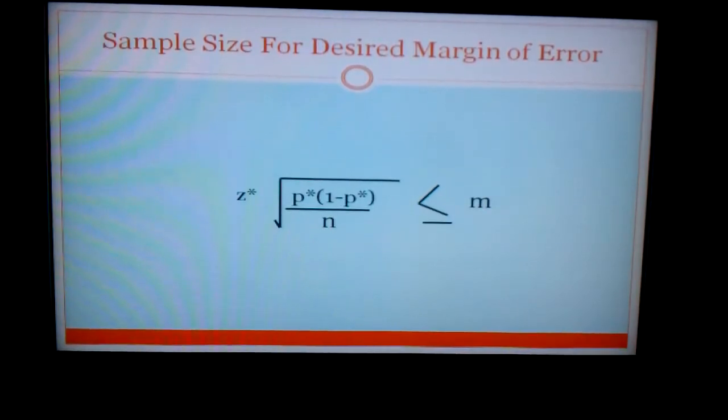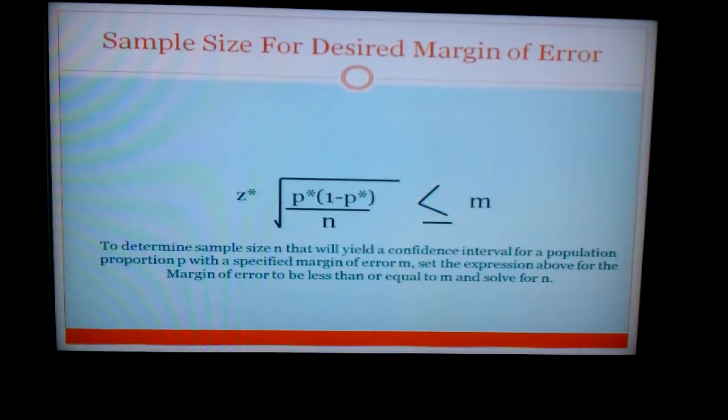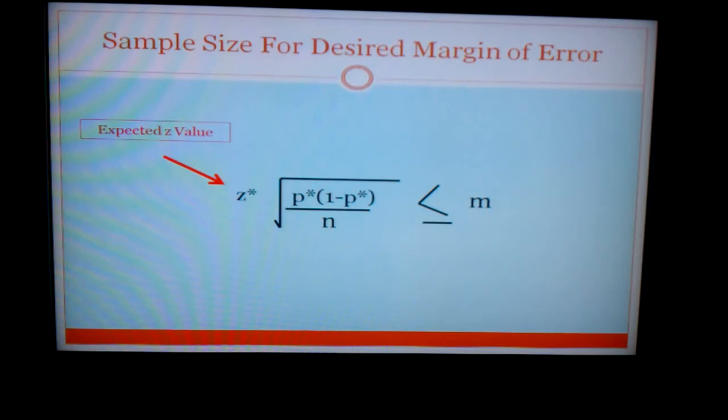Sample size for desired margin of error. To determine sample size n that will yield a confidence interval for a population proportion p with a specified margin of error m, set the expression above for the margin of error to be less than or equal to m, and solve for n. 1. Use a guess p-star based on a pilot study or past experience with similar studies. 2. Use p-star equaling 0.5 if all else fails.